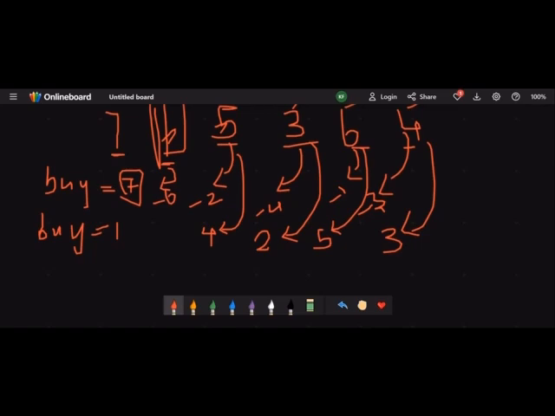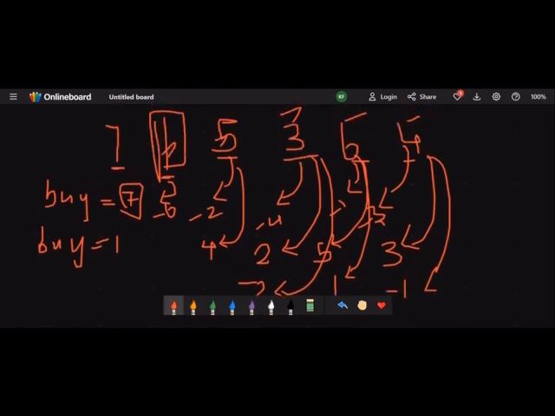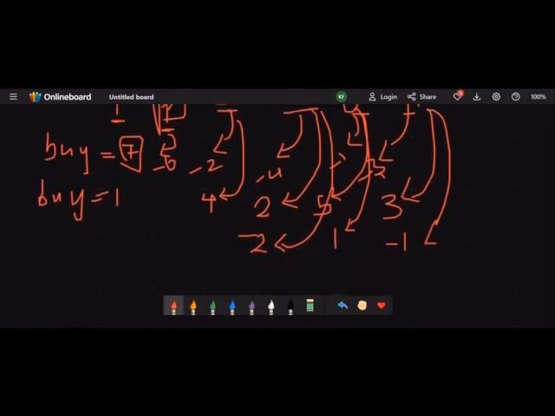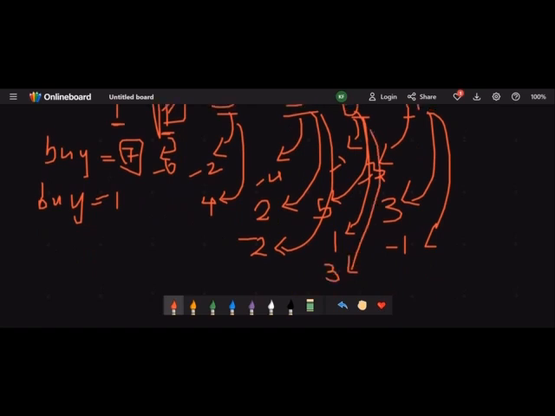Then I buy it for 5, and let's say I sell it for 3, I get -2. When I sell it here, I get 1. When I sell it over here, I get -1. That's a loss. Now when I buy the product for 3, then I can sell it on this day and get a profit of 3.